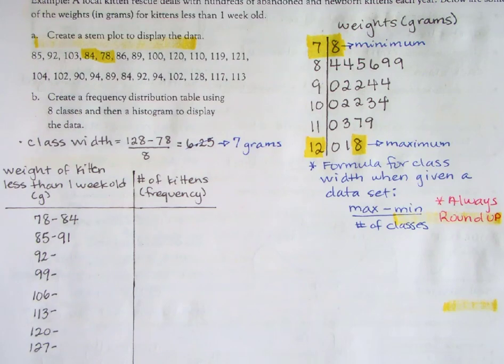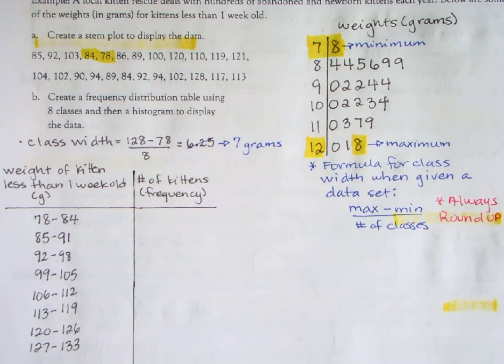To find my upper class limits, I can now add 7 to each of these to find the rest of my upper class limits. So you can see all of my lower class limits differ by 7 grams. All of my upper class limits differ by 7 grams. There is no overlap and no gaps.